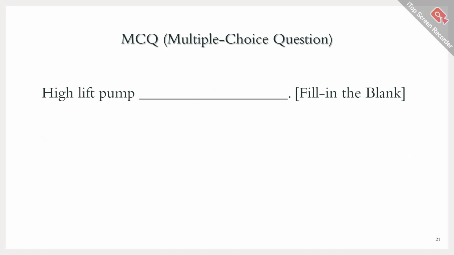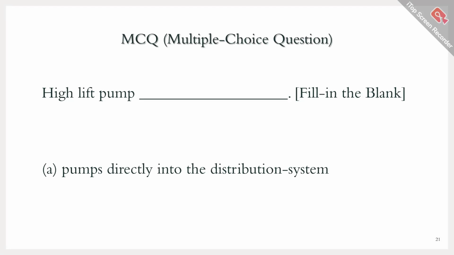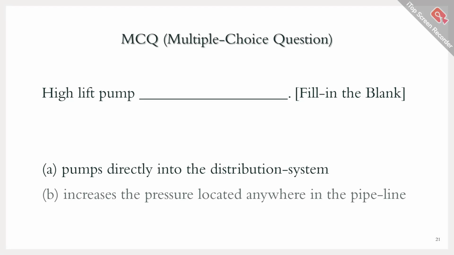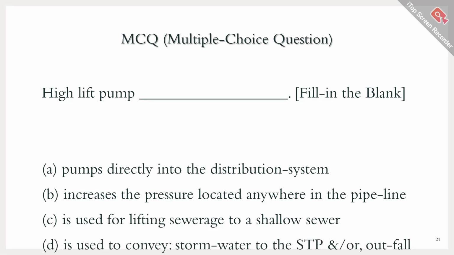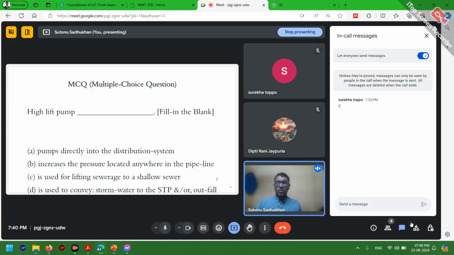High lift pump, you have to fill in the blank. A: high lift pump pumps directly into the distribution system. B: increases the pressure located anywhere in the pipe. C: is used for lifting sewage to a shallow sewer, and D: is used to convey storm water to the STP and or outfall. So what is the function of the high lift pump? That you have to select from the following options.